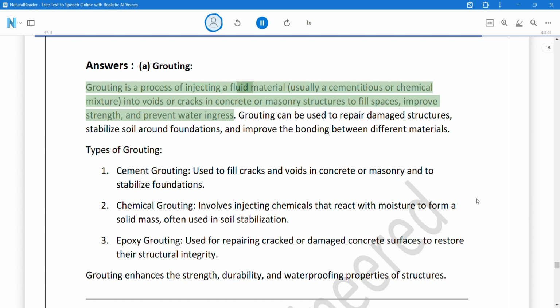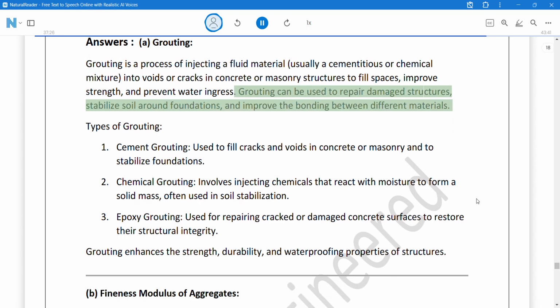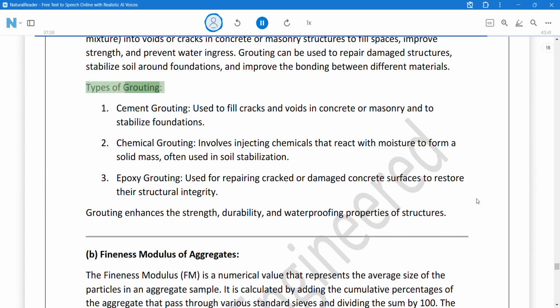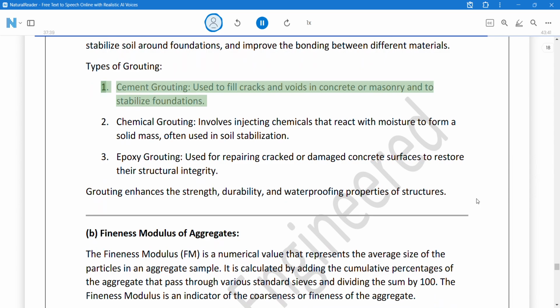Answers: Grouting. Grouting is a process of injecting a fluid material into voids or cracks in concrete or masonry structures to fill spaces, improve strength, and prevent water ingress. Grouting can be used to repair damaged structures, stabilize soil around foundations, and improve the bonding between different materials.